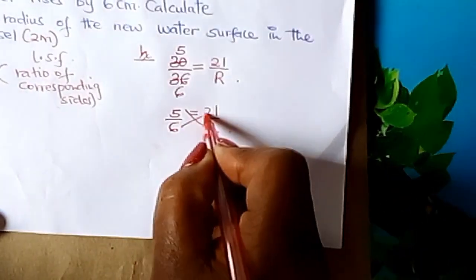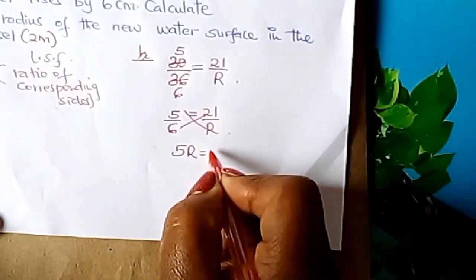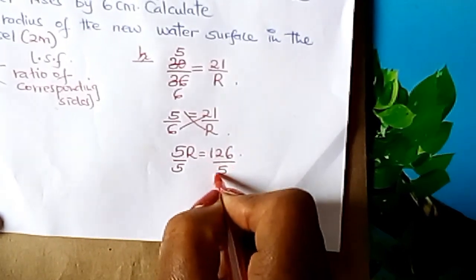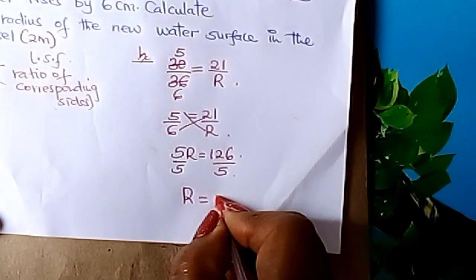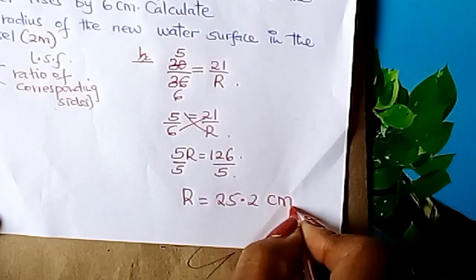Then cross multiply, you would get 5R is equal to 126. Divide by 5, divide by 5. Lana, our R is what? Our R should be 25.2 centimeters.